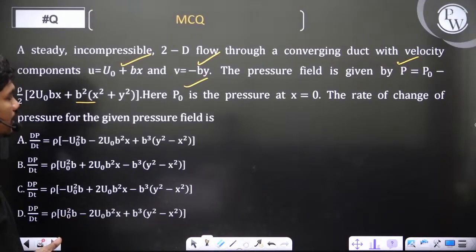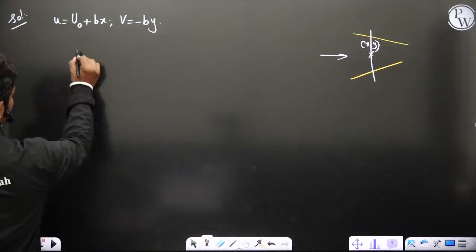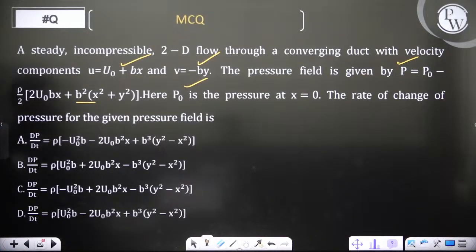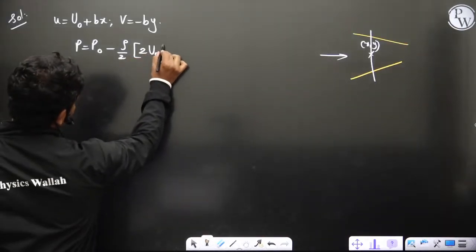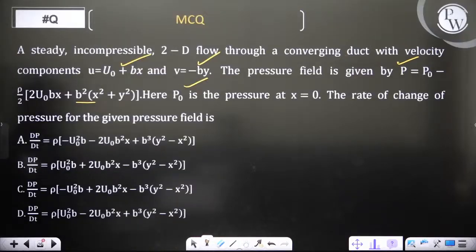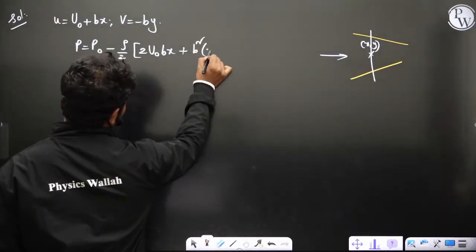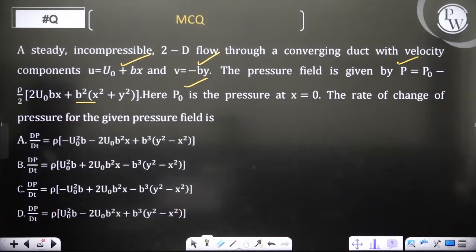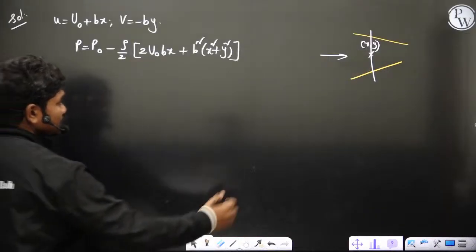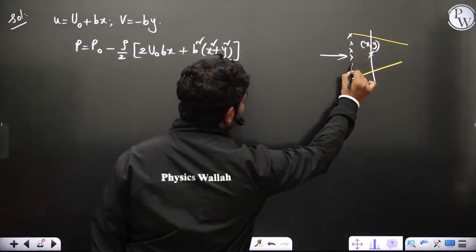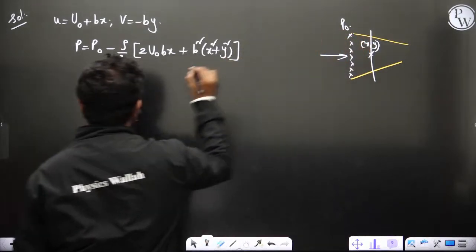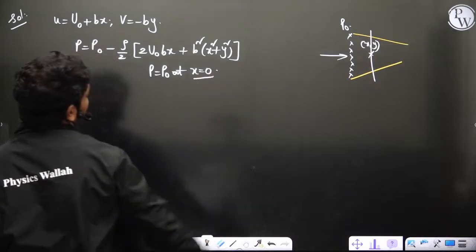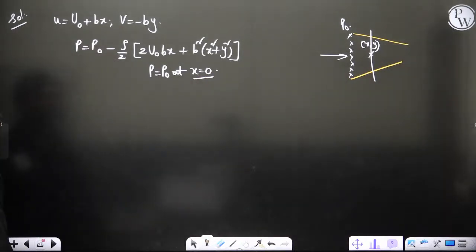Then the pressure field is given by P is equal to P0 minus rho by 2 times 2 u0 bx plus b square times x square plus y square. Okay, so this is the pressure variation with respect to the field. Here P0 is the pressure at x equal to 0. So at x equal to 0, at all points we have pressure P is equal to P0, of course.